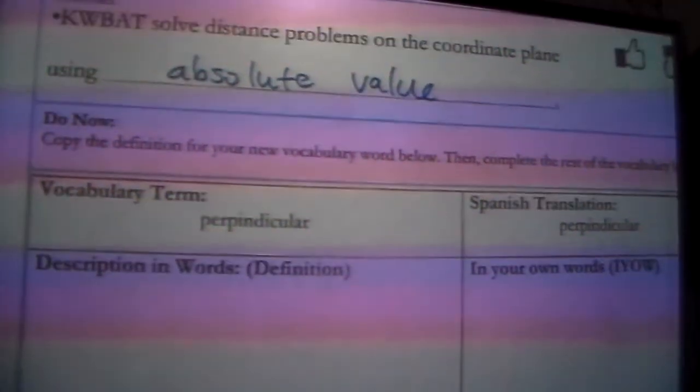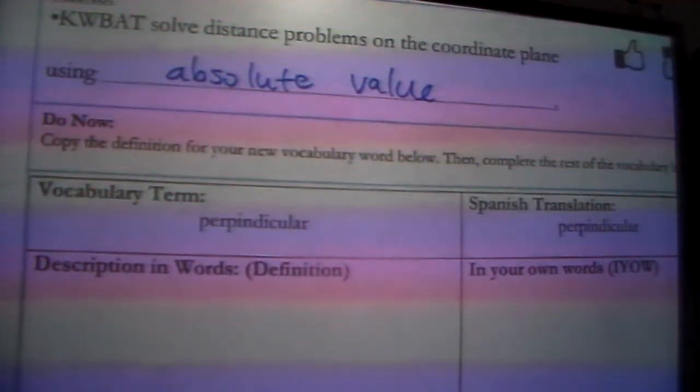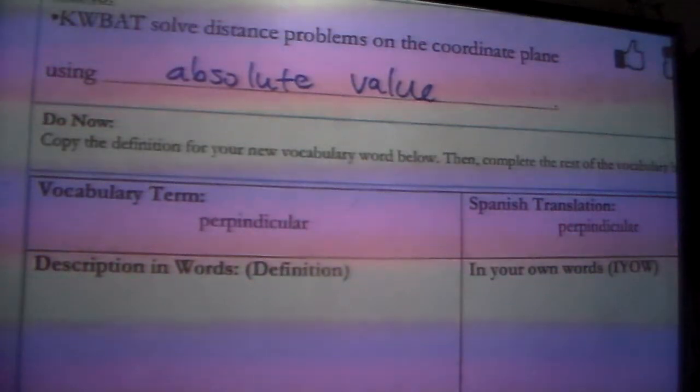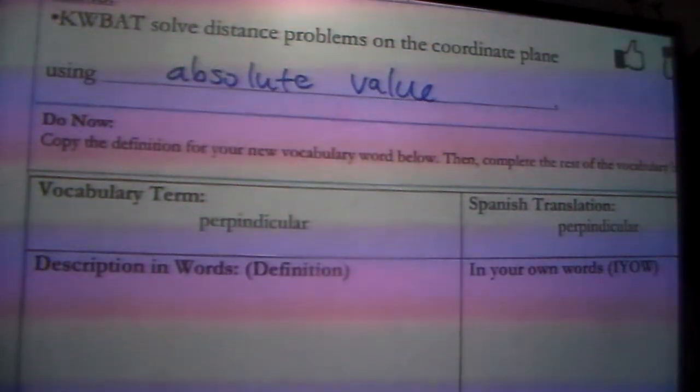All right, so double check, make sure you are on Module 3, Lesson 18. This is one of our last lessons for this module before we take the end of module assessment. Today we're going to be solving some distance problems on the coordinate plane, and we're going to use that old idea of absolute value, or a number's distance from zero, to help us show how we find those solutions. So let's take a look at this.